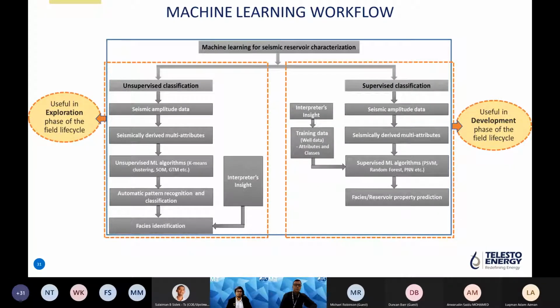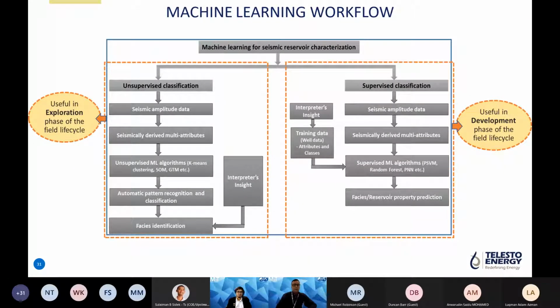So in unsupervised classification, like I mentioned earlier, the key is this is very useful in the exploration phase of the field. So we bring in the relevant seismic amplitude data and the attributes. The selection of the attributes is very key, because if you are going to detect seismic phases, you need to bring in attributes that are going to give you the result. At the same time, not bring in very similar attributes, so that you don't get much benefit, except that you will be wasting a lot of computing time.